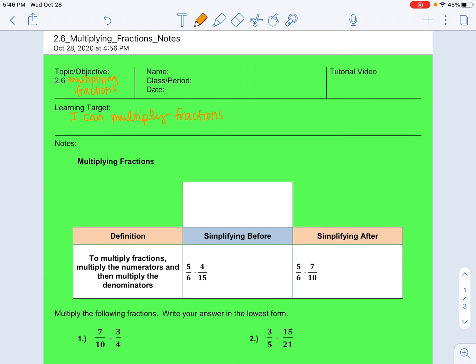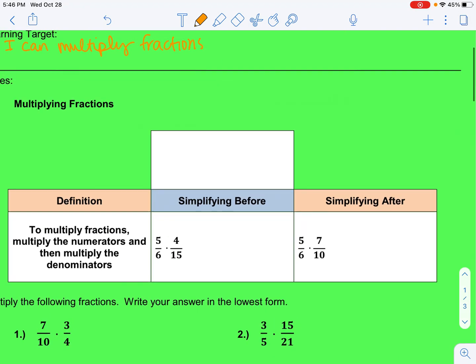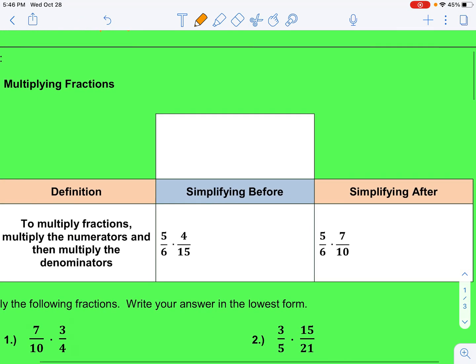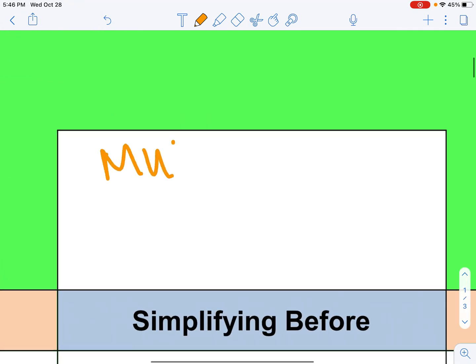Hi 7th graders. Today we are going to be talking about lesson 2.6, which is all about multiplying fractions. So our learning target is that I can multiply fractions. Sounds pretty straightforward. Alright, so we are going to fill out our vocabulary box.